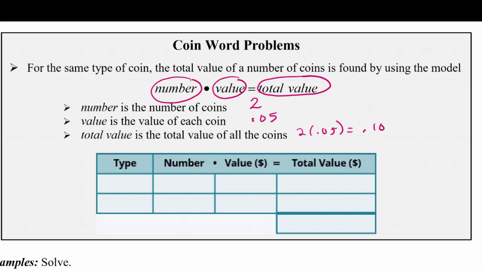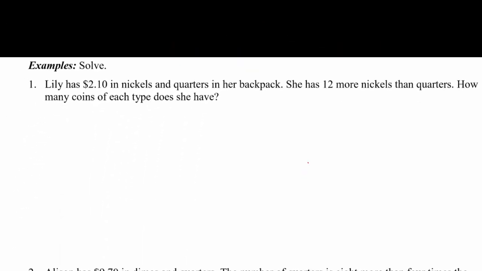So let's use that in our first example. Lily has $2.10 in nickels and quarters in her backpack. She has 12 more nickels than quarters. How many coins of each type does she have? This is a pretty standard problem. And again, what are we asked to find? We're asked to find how many nickels she has and how many quarters she has. So we're trying to find the number of coins that she has of each type.